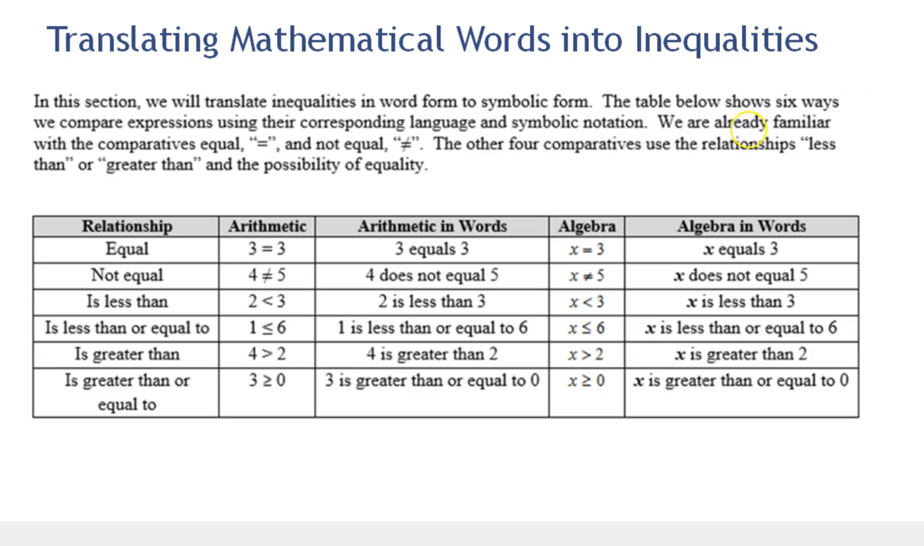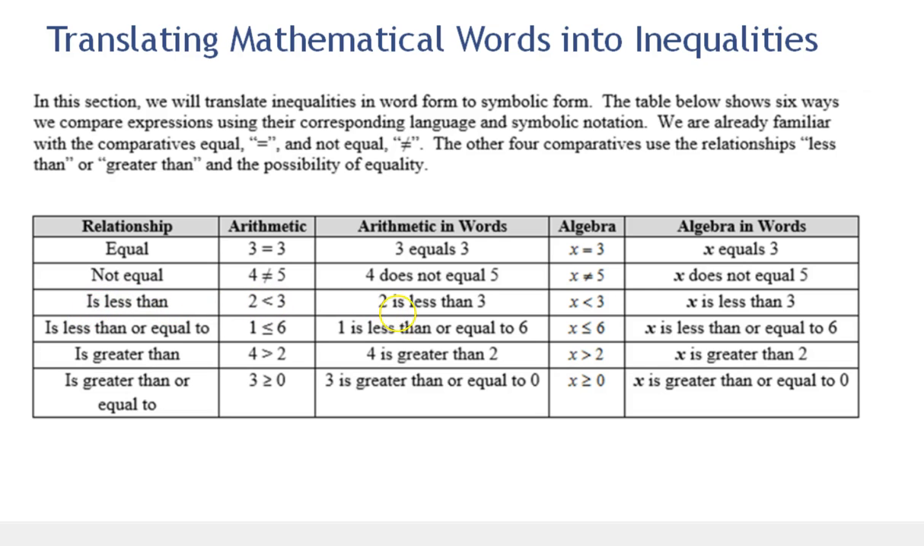We are already familiar with the comparatives equal and not equal to. The other 4 comparatives use the relationship less than or greater than and the possibility of equality. So let's look at this chart, and this chart is in your media lesson packet. We have equal to and not equal to, which we've discussed before. And now we have a new phrase called is less than.